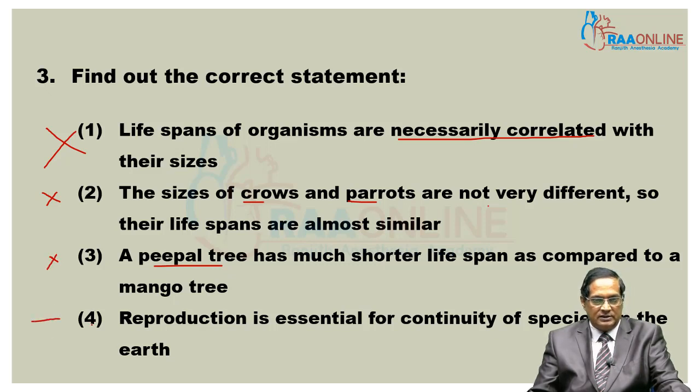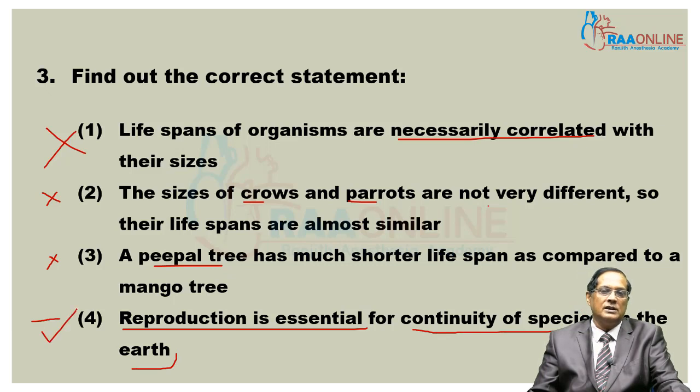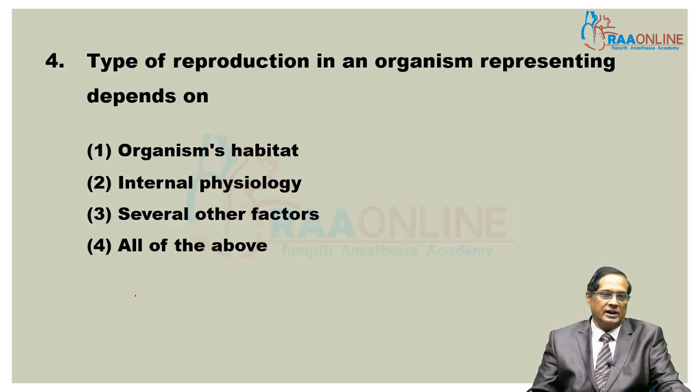See the last one. Reproduction is essential for the continuity of a species on earth. This is an absolutely correct statement. Because of the property of reproduction, life is still there on the planet. Life forms are present on this planet because of the reproduction property. So the third is correct.